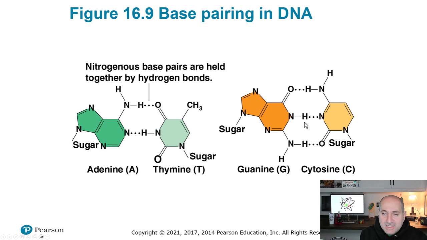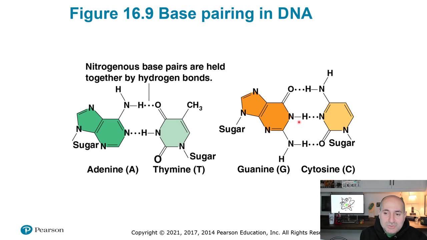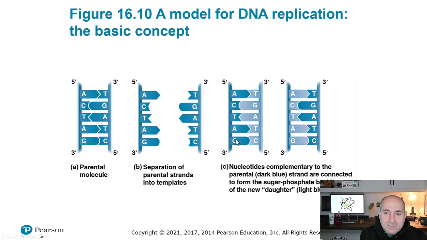And in both DNA and RNA, G's, guanine, pairs up with C, cytosine, and it's with three hydrogen bonds. So make sure you understand the difference. Two hydrogen bonds for A's and T's, three hydrogen bonds for G's and C's, and this is how the two strands of DNA are held together. The two strands of DNA are held together with weak hydrogen bonds between those nitrogenous bases.